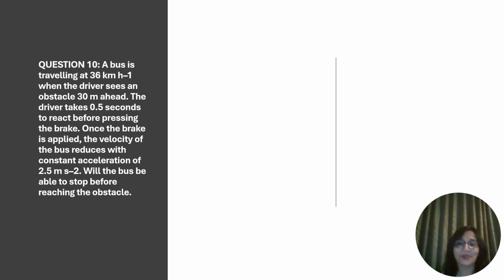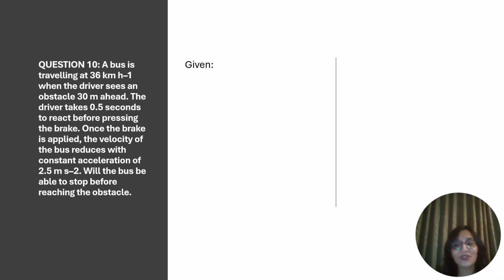Let's understand question number 10. A bus is traveling at 36 km per hour when the driver sees an obstacle 30 meters ahead. The driver takes 0.5 seconds to react before pressing the brake. Once the brake is applied, the velocity of the bus reduces with a constant acceleration of 2.5 meters per second square. Remember, it's an acceleration, so the unit is meter per second square. Now the question is, will the bus be able to stop before reaching the obstacle?